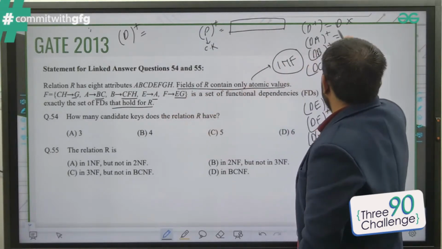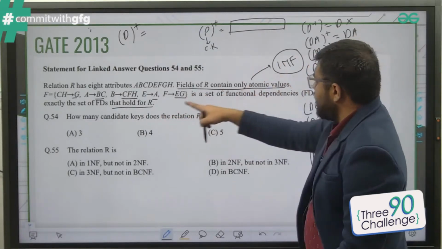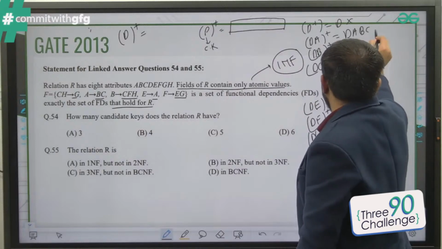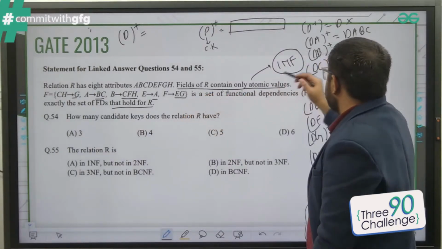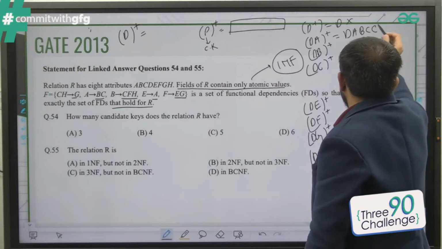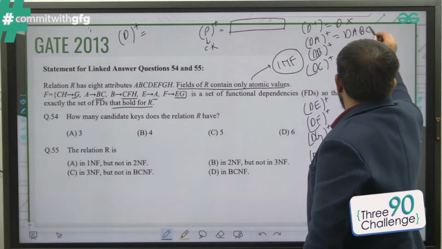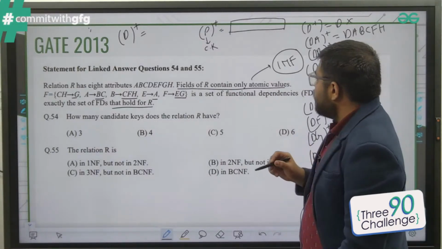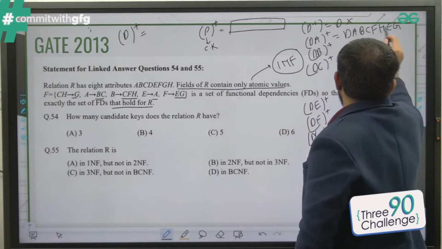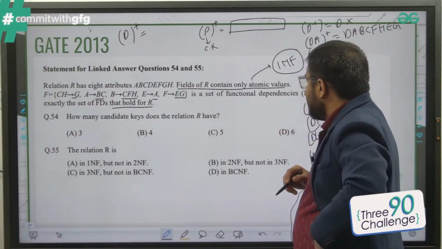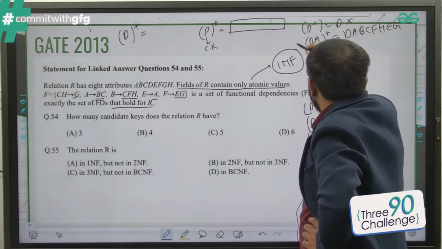Now D can give me D and A can give me A. A can also give me BC. Then what else can I get? From B I can get CFH. So C I already have, so I can get F and H. From F I can get E and G. So I have A, B, C, D, E, F, G, all. Right? I have all the things. So DA is a candidate key.